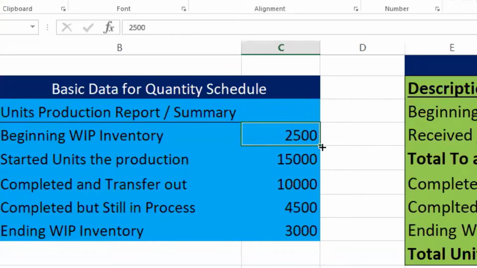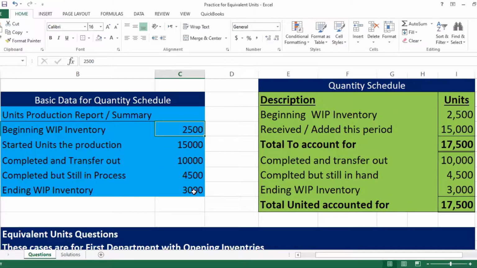inventory means incomplete units. So incomplete units have some certain completion stages. Beginning inventory might have some completion stage and ending inventory might have some completion stage. When this is the scenario, what is the completion stage, that information would also be given in our production report. Production report will mention the stages of completion of opening inventory and ending inventory.